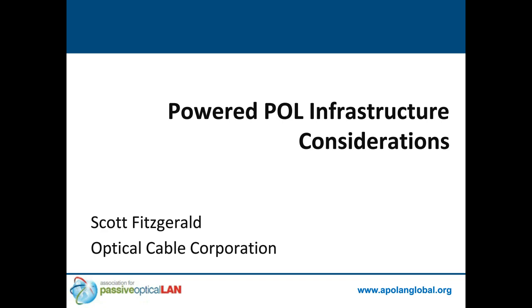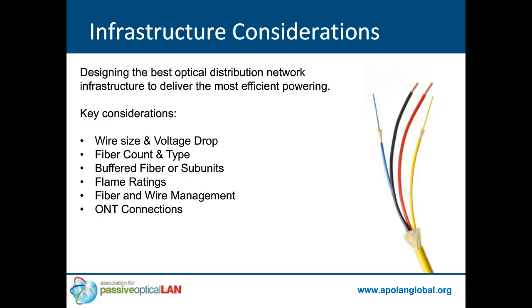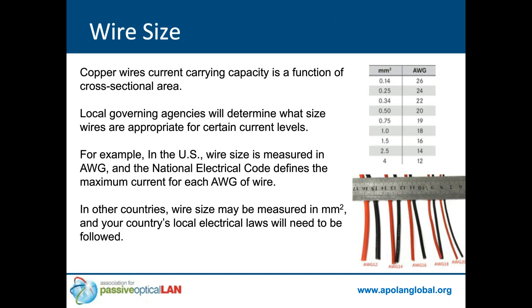Key considerations, and we'll go into each of these in more depth: wire size and how that affects voltage drop, fiber count and type, whether you want buffered fiber or subunits in your cable, flame ratings, fiber and wire management, and connections to the ONT. We've talked already about wire size, and Kevin mentioned that 18 gauge is a fairly common size based on the distance that you need to carry power.